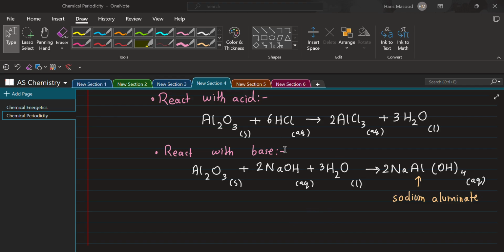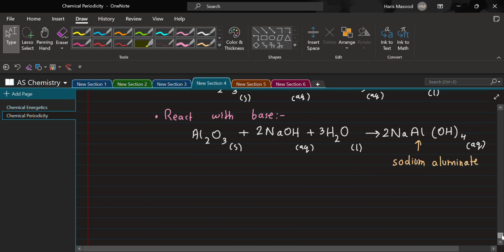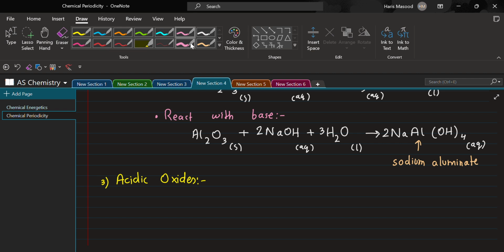Okay, then you have silicon dioxide. So coming to the acidic oxides, first silicon, and then we have phosphorus and sulfur.